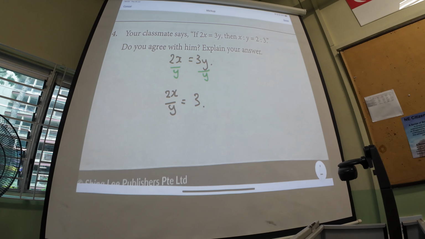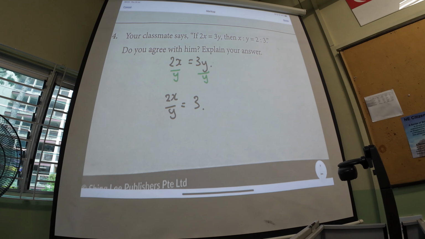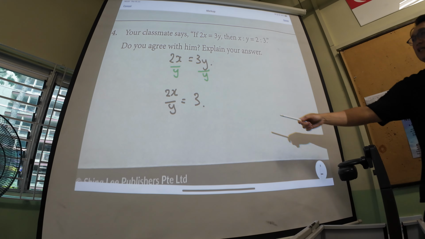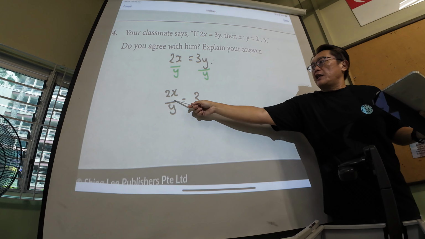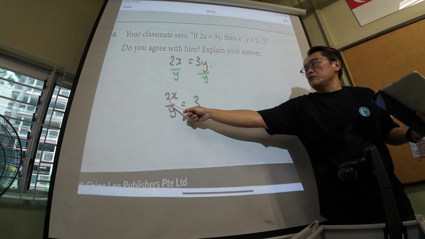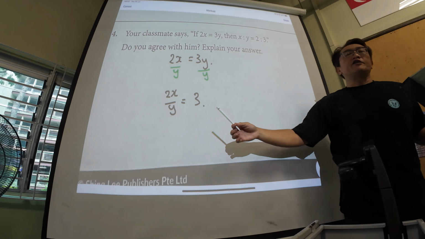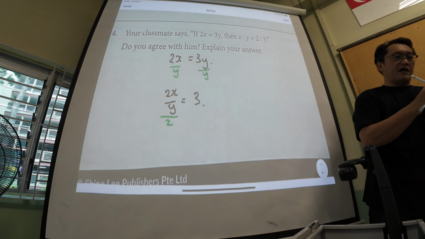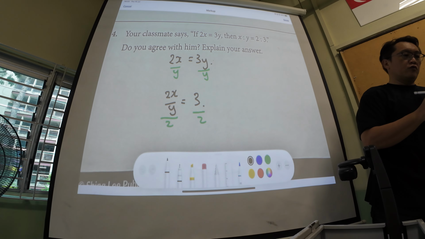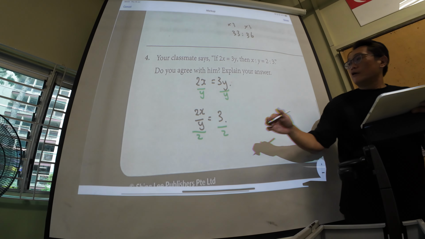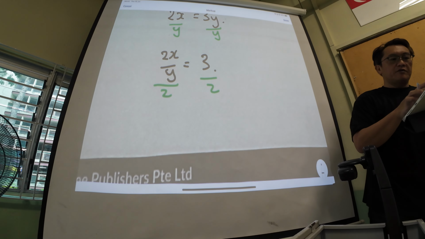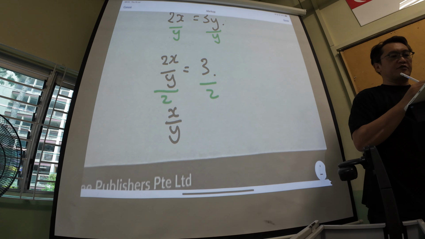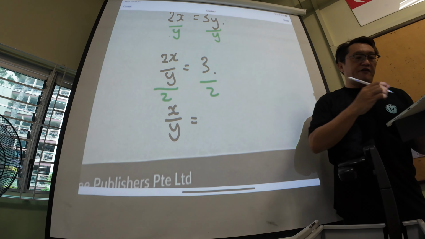Correct? Then if I now divide both sides by 2, left and right are still the same. I do the same thing, so the left and right are still the same. So what I'm going to do is I divide left by 2, I divide right by 2. Then 2 and 2 cancel. 2x divided by 2 is no more 2 already. So my left side will be left with x over y. My right side will be left with 3 over 2.